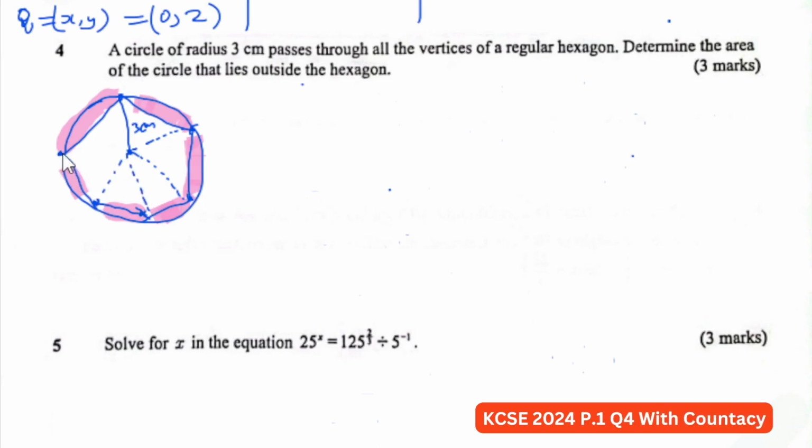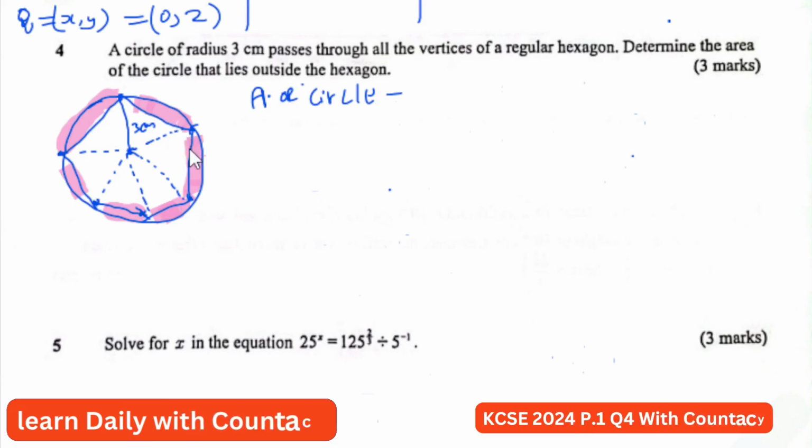All this should be 3 centimeters like that. So we are supposed to find the area of this part. The best way to go about this is to find the entire area, that is the area of the circle. Then once we are able to calculate that, we go back here and minus the area of the hexagon, because if we minus this one from the area of the circle, we are going to remain with the shaded part. Therefore, we put that into writing.